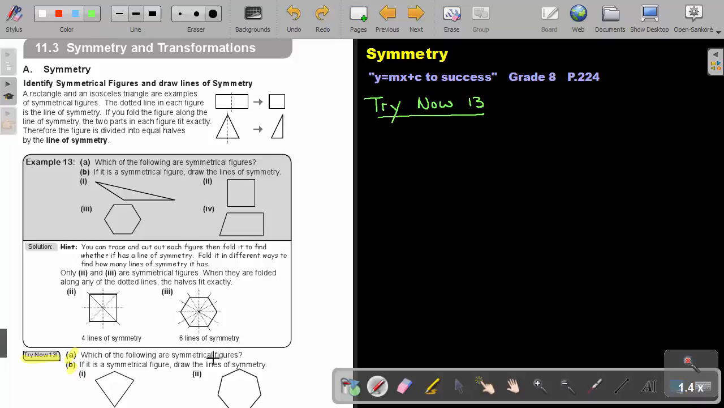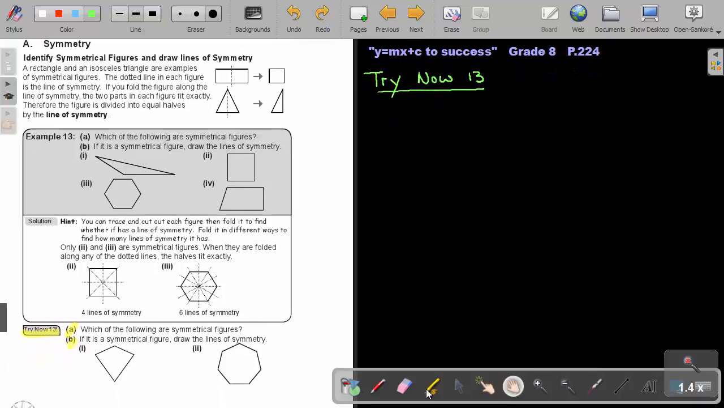Which of the following are symmetrical figures? Now it looks like, because that side is equal, this is a symmetrical figure and this is a symmetrical figure. If it's a symmetrical figure, draw the lines of symmetry. Now I think, just to not redraw it, I'm going to do it here. So if you look here, let's just find that line. I'm just going to work with red. So if I fold it exactly here, there's the line. So this figure will have one line of symmetry. So just write one line.